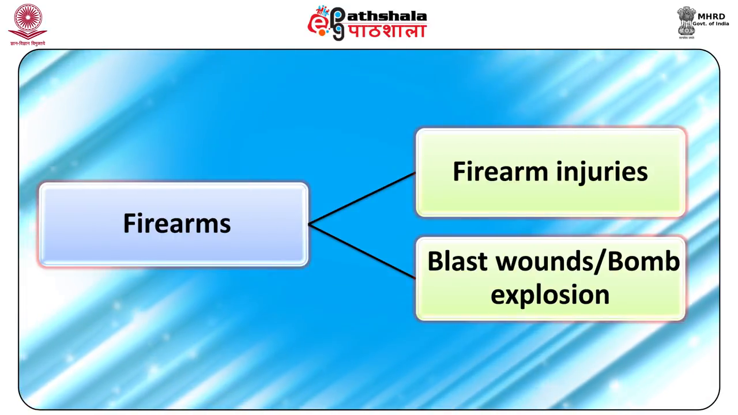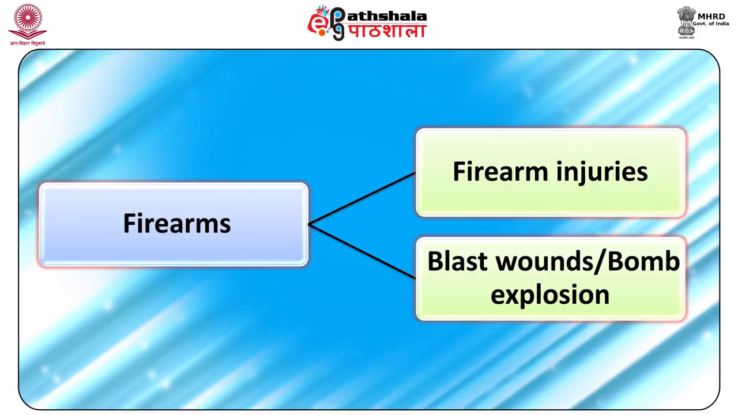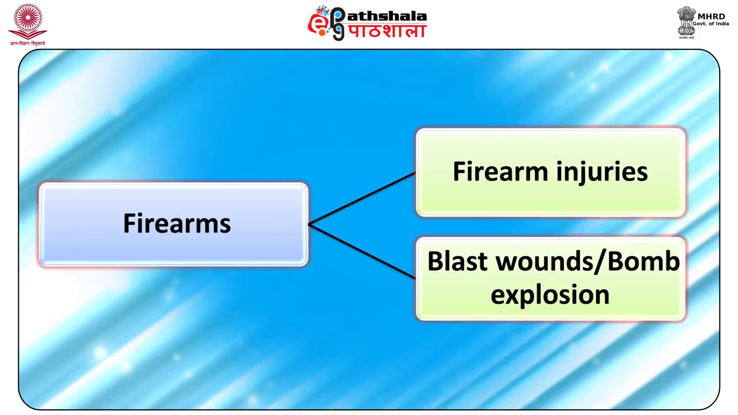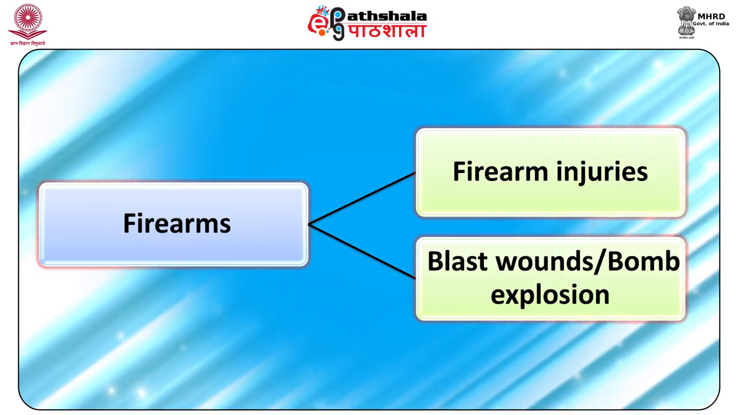They are the firearm injuries, and the second category is the blast wounds or bomb explosion. They are also categorized under firearm injuries. Now, second is the thermal injuries. Thermal injuries can be further categorized into four basic types: one, due to local effects of cold, then generalized effects of cold, local heat application, and generalized effects of heat. So these are the four basic categories.